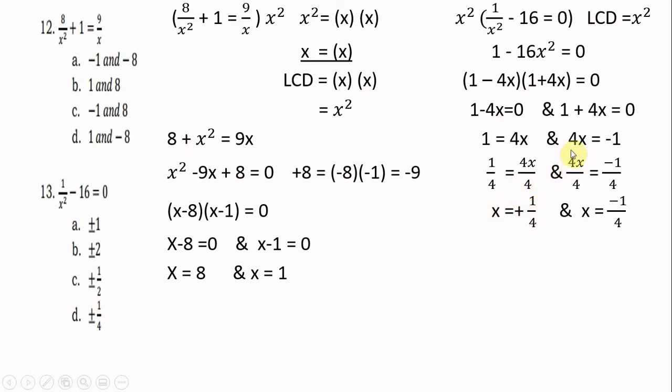Okay. Now next, 1 plus 4x equal to 0. That's 4x equal to, transpose, that's negative 1. Divided by 4, divided by 4. The answer is x equal to negative 1/4. So our answer is positive and negative 1/4. Where is positive and negative 1/4 here? It's letter D.